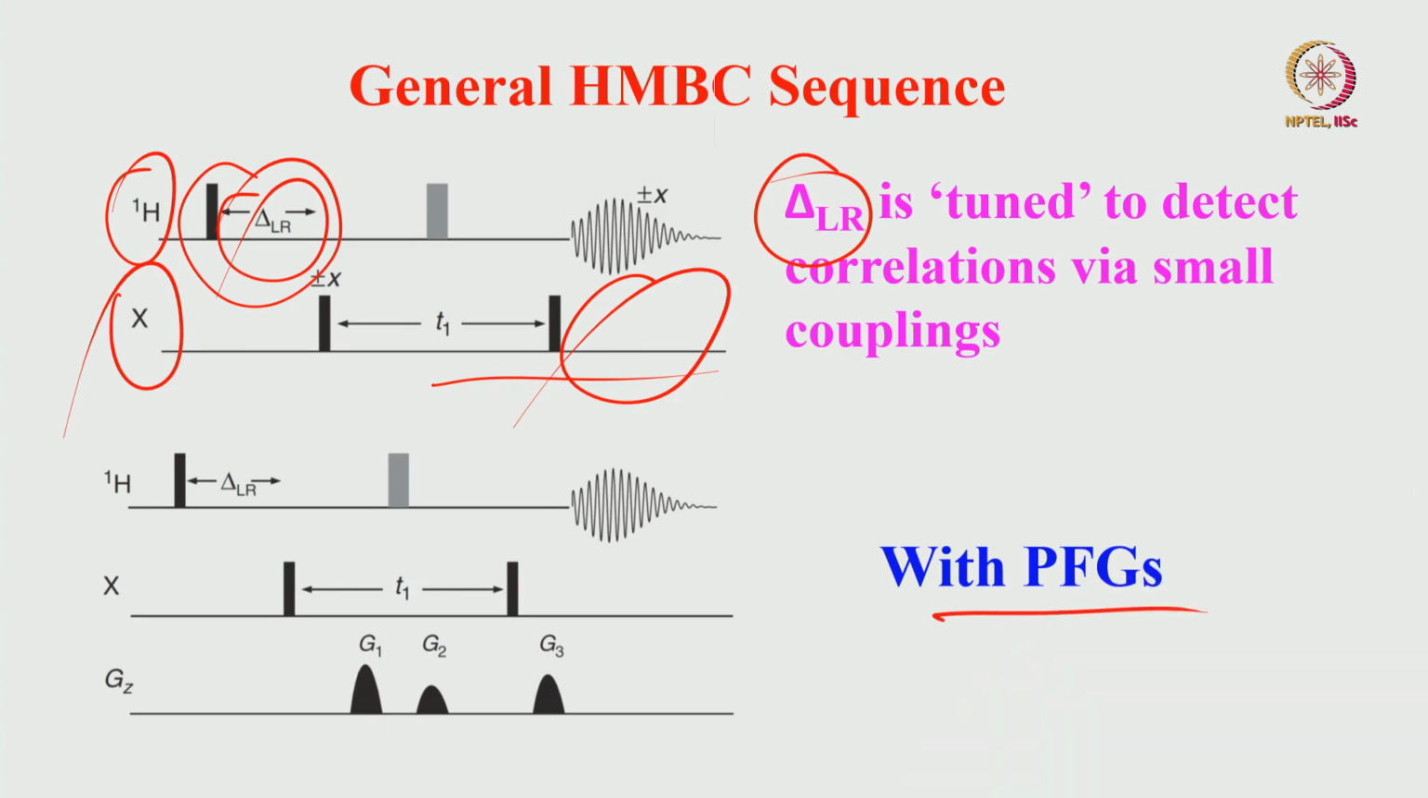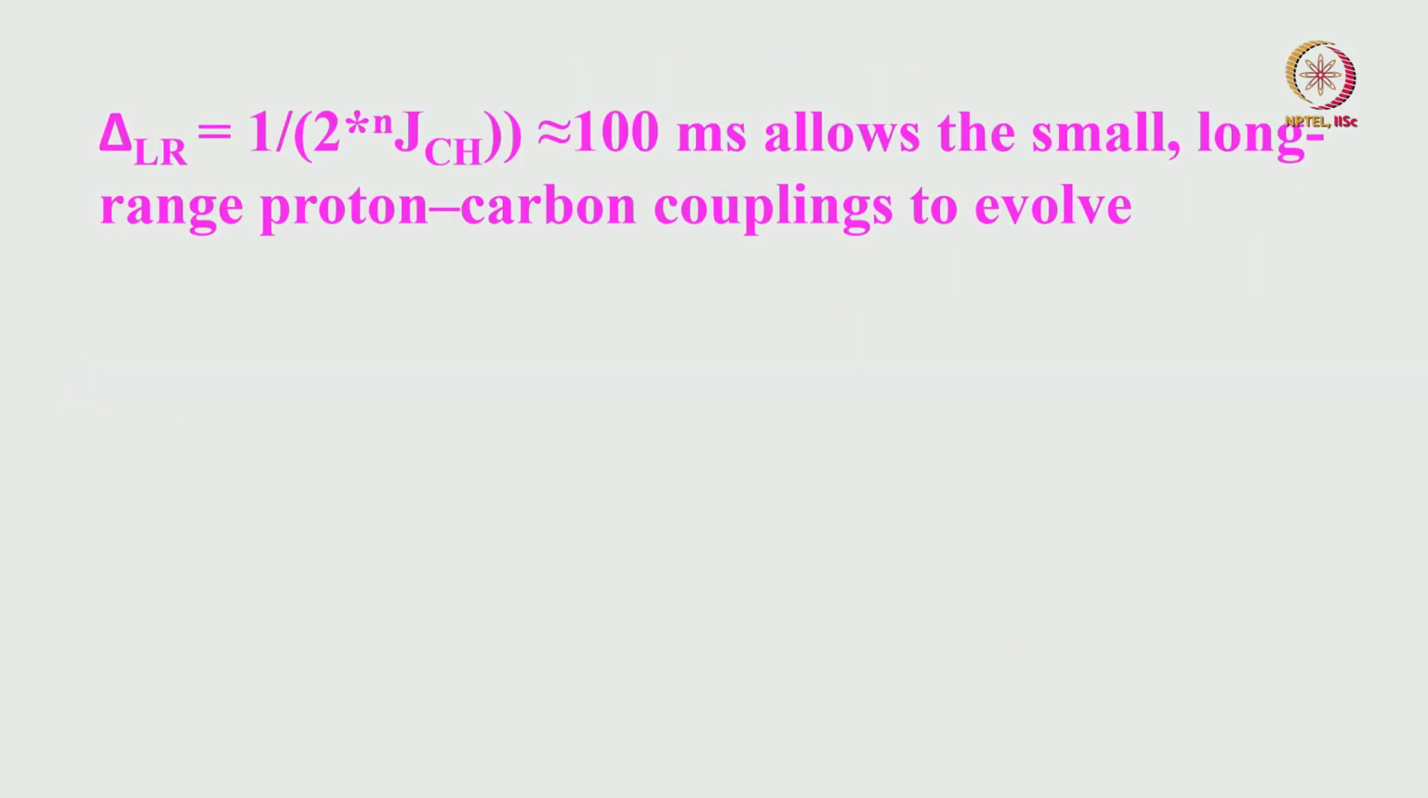Okay, so when you apply the pulse field gradients like this, remember I also told you, when we wanted to subtract the carbon 12 attached proton signal or nitrogen 14 attached proton signal in the HSQC sequence, we can do it two ways. One is by phase cycling, the other is by field gradient. That is what I told you. In the same way you can also apply the pulse field gradient. This is the same experiment, the pulse field gradient version of that.